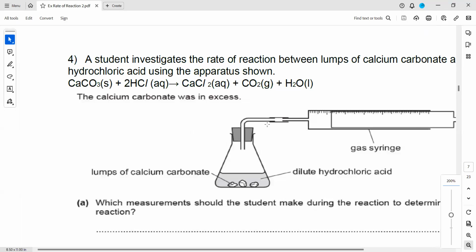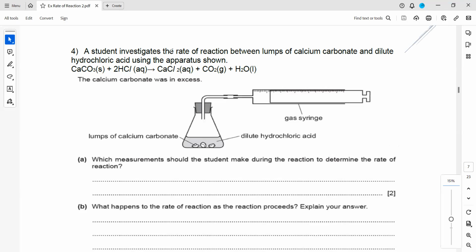So the first part in question 4: a student investigates the rate or speed of a chemical reaction between lumps of calcium carbonate and hydrochloric acid. The equation is given. Which measurement should the student make during the reaction to determine the rate? Because here he is collecting the volume of the gas. So how can he determine the rate? Rate will be equal to change in volume of a gas divided by time interval.